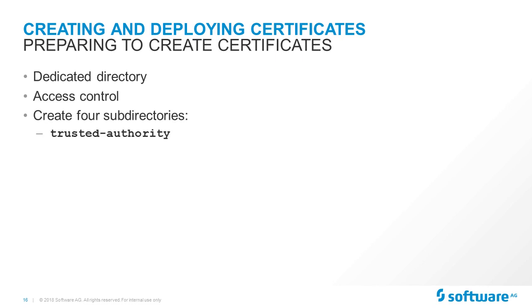Trusted Authority, which will hold the completed trust store. Identity, which will hold the completed key stores, one for each participant. Signing CA, which will hold the root certificate information that's needed to create new certificates for each participant. And TMP, which will hold intermediate files. Things in here can be thrown away at any time.